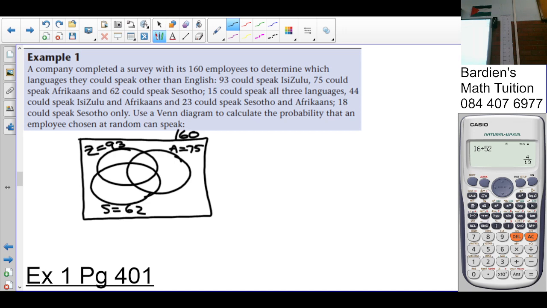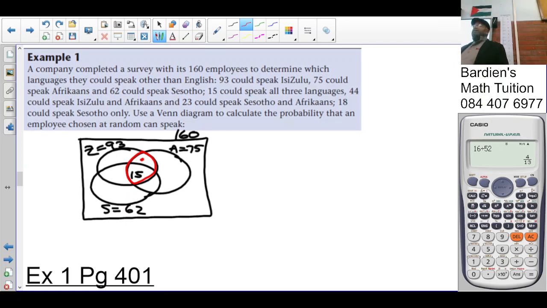15 could speak all three languages. So where does the 15 go? In the middle. 15 could speak all three languages. 44 could speak isiZulu and Afrikaans. So, together that 15 plus this unknown adds up to 44.